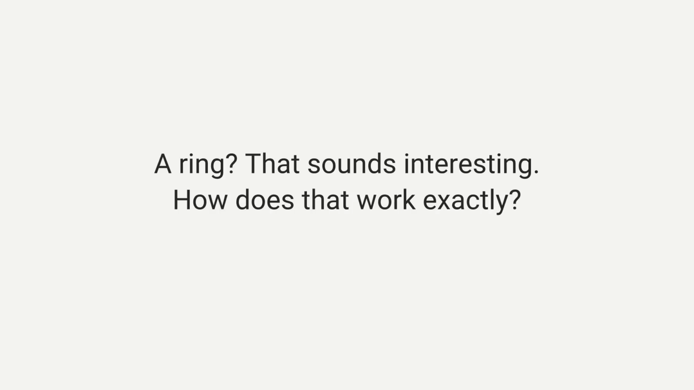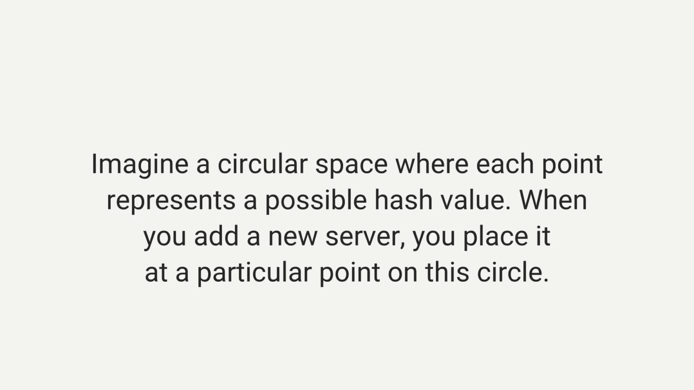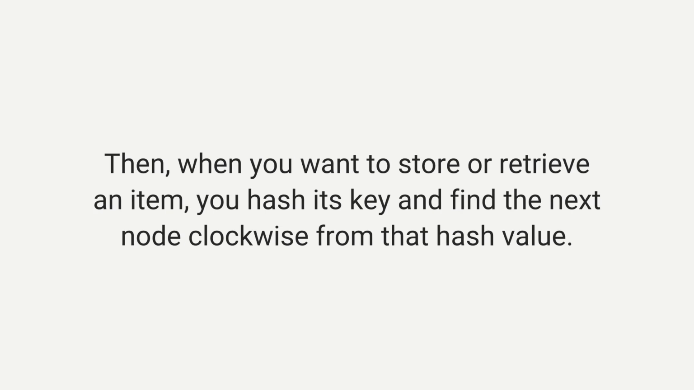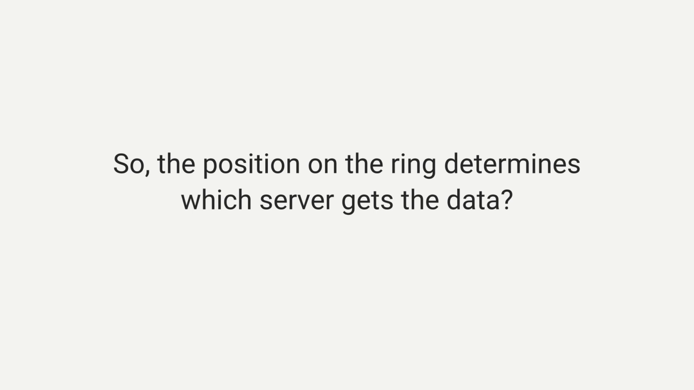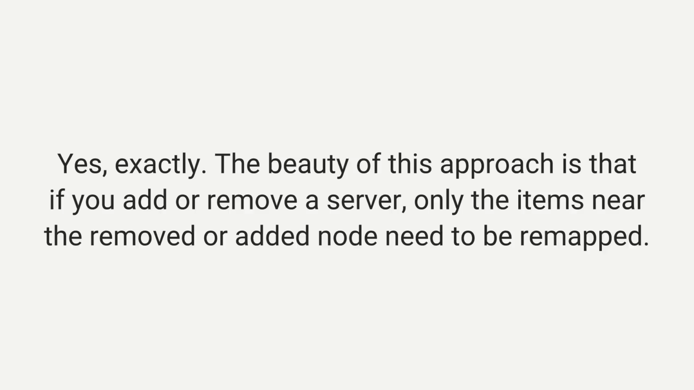A ring? That sounds interesting. How does that work exactly? Imagine a circular space where each point represents a possible hash value. When you add a new server, you place it at a particular point on this circle. Then, when you want to store or retrieve an item, you hash its key and find the next node clockwise from that hash value. So, the position on the ring determines which server gets the data?